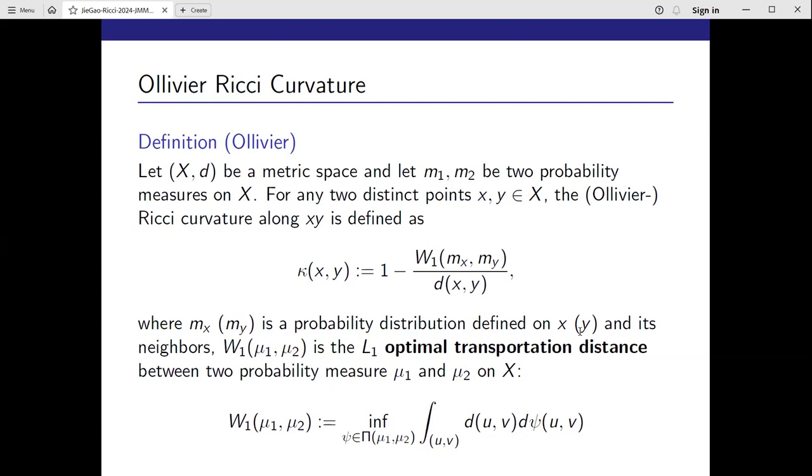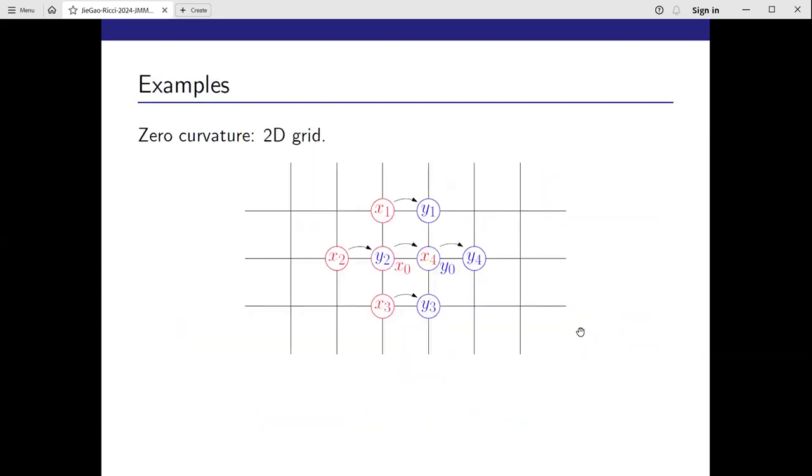Let me give you some pictures to understand this better. Let's start with a simple setting of a two-dimensional grid. Now I have x and y, they are neighbors on the grid. X's neighborhood will be the 4 vertices around x, and y's neighborhood will again be 4 vertices around y. If I consider this constant measure translated from x to y, I can just shift everything by 1, and that will be the optimal transport distance. So if I put it in the previous formula, I have 1 minus the distance, which is 1 divided by 1, so this is curvature 0.